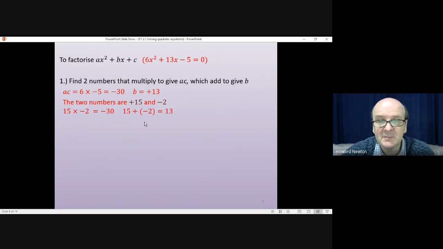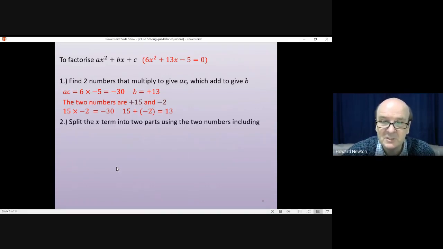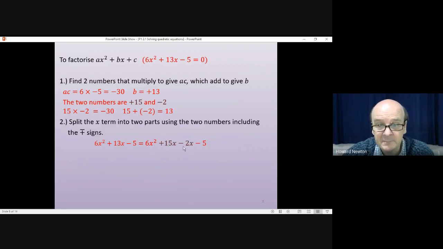We do 15 add minus 2, we get 13. We then split the x term into two parts using these two numbers, including the plus minus signs. So it'll be plus 15 and minus 2. 6x squared plus 13x minus 5 becomes 6x squared plus the 15x minus the 2x minus 5.